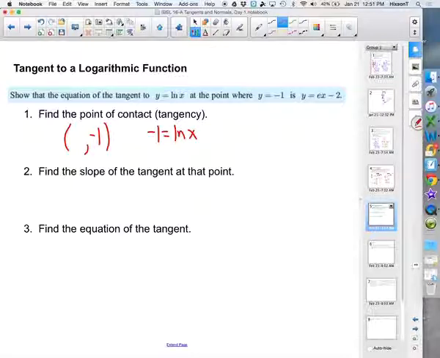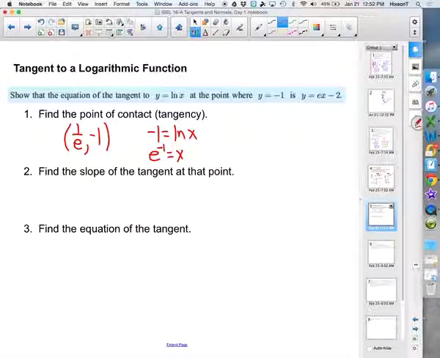This is a log base e, right? So how do you rewrite this as an exponential? E to the -1 equals x. The base to this power equals what's in the log. Okay, so e to the -1. So x is 1 over e. Alright, so that's the point that we're dealing with here.